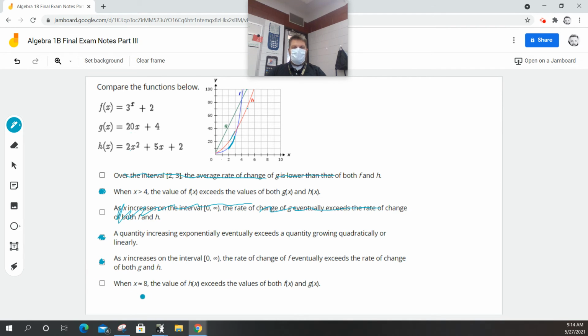Then it says, when x equals 8, h exceeds the values of both f of x and g of x. No. You can find that out by plugging it into the calculator, but if I look, my g of x will always be higher than h. F will always be higher than h, especially at x equals 8. So that one's not true.